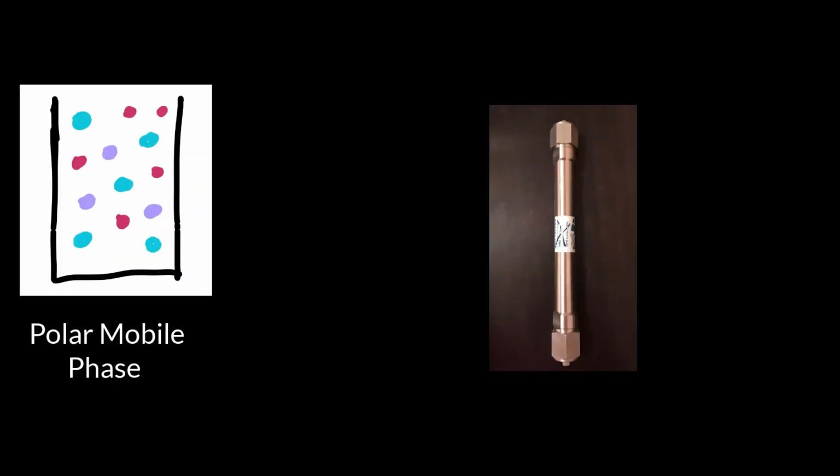The mobile phase is polar, and the polar analytes are eluted from the column first, while the analytes that are less polar or nonpolar bind to the nonpolar resin and migrate through the column more slowly.